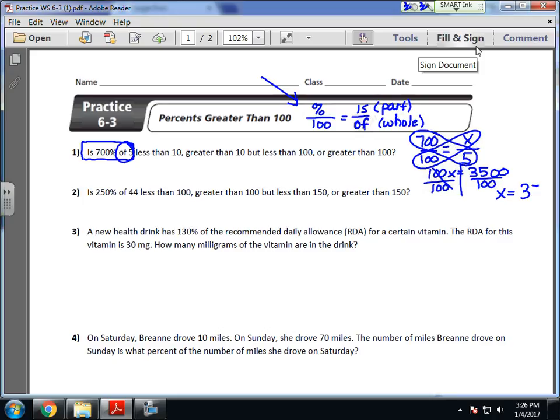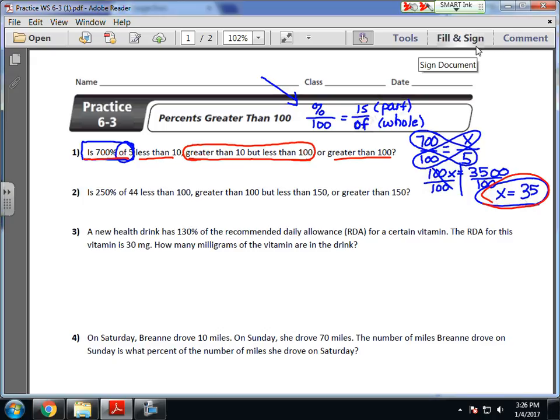I get 35. So let's go back to the original question. Because the original question asks me, is this, which ends up being this answer here, is this less than 10, greater than 10 but less than 100, or greater than 100? Which one of those applies? Yeah, 35 is greater than 10, but less than 100.